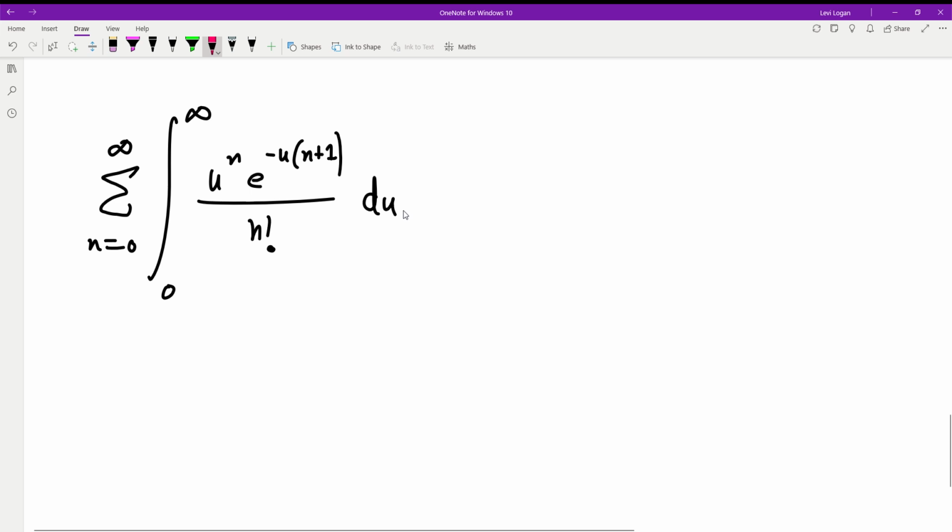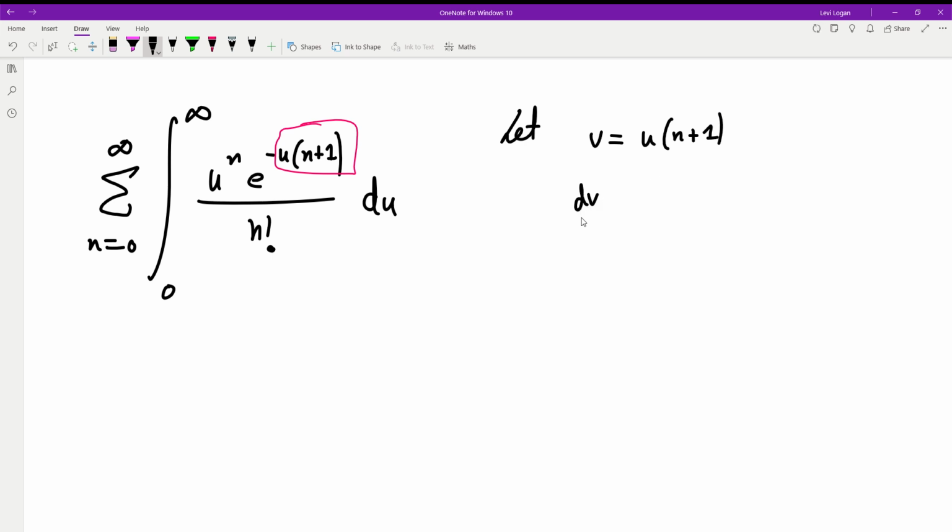So what we're going to do is, I don't like this n plus 1, and I don't like this term up here. I'm going to change it to another variable. Let v equal u times (n plus 1). So that means dv du is just going to be n plus 1, so dv is going to be (n plus 1) du. Okay? Now that's going to be important very shortly.